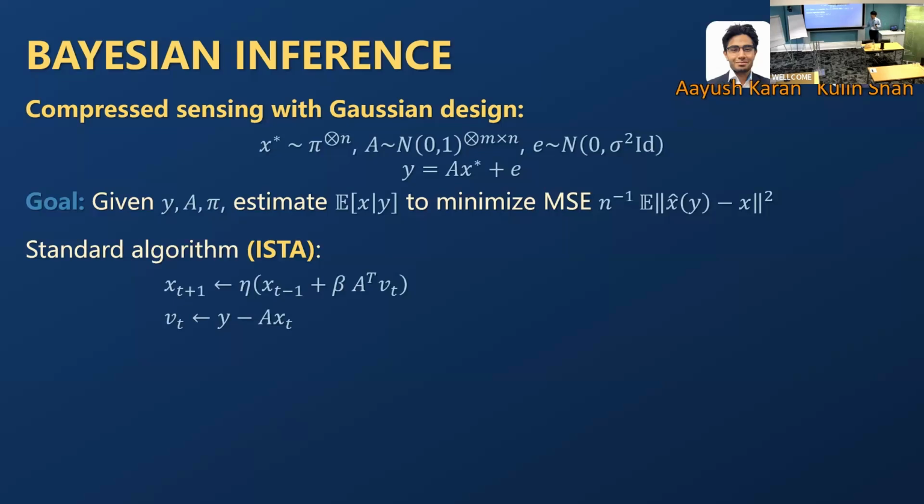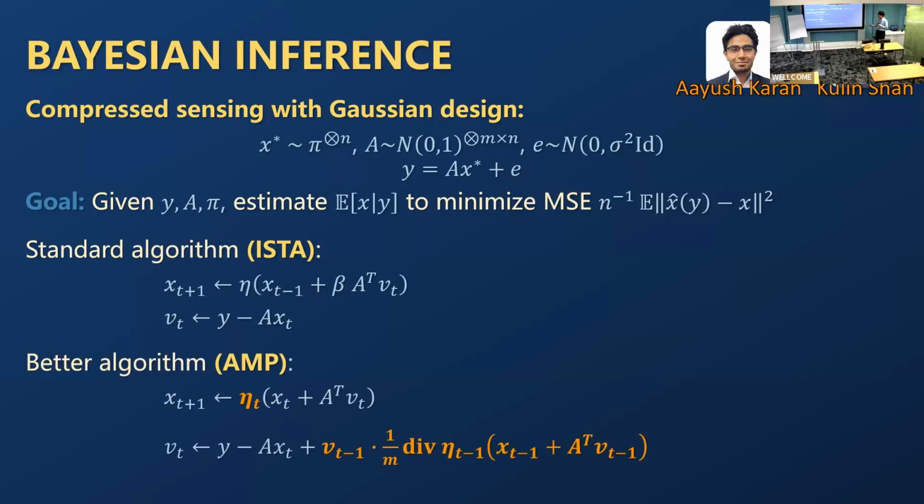Okay, so a standard algorithm for this problem would be something like ISTA, right? I just take gradient steps and I apply some proximal operator on top. So this is a very basic baseline for this problem.